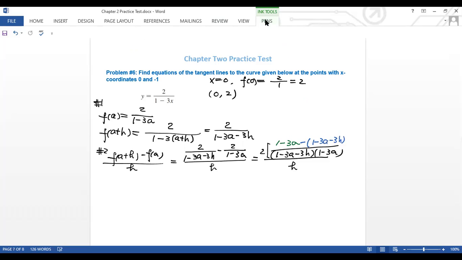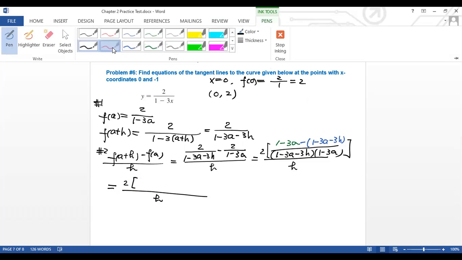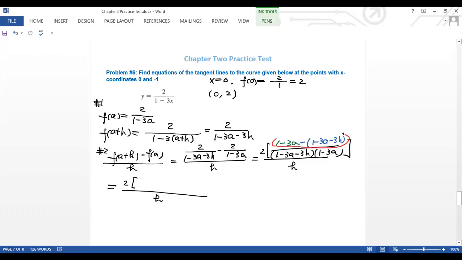Okay, so like I said, as long as you are very careful about your algebra, you'll be fine here. So here now you will have h. Okay, so this is the 2. So let me try to simplify over here. So this is 1 minus 3a minus 1 plus 3a plus 3h, correct? Okay, so plus 3a plus 3h is here.